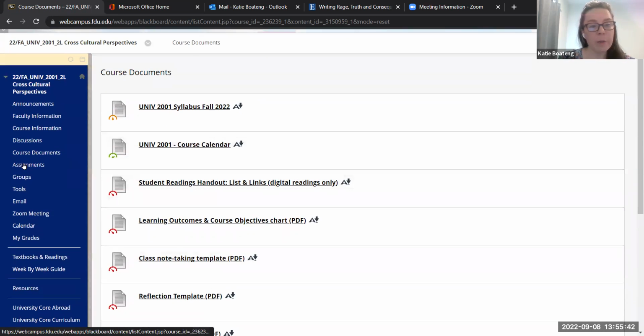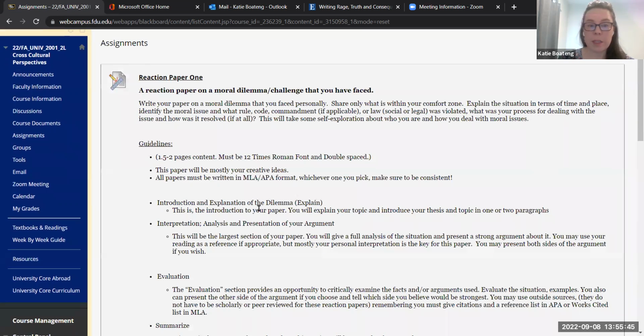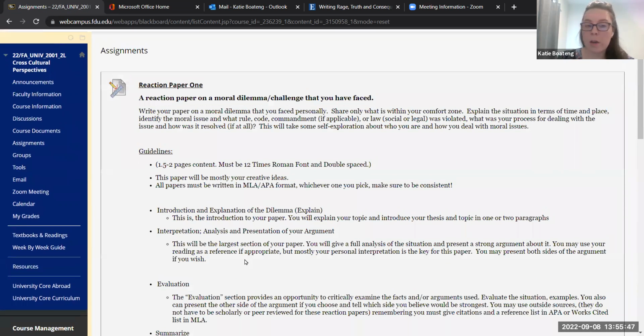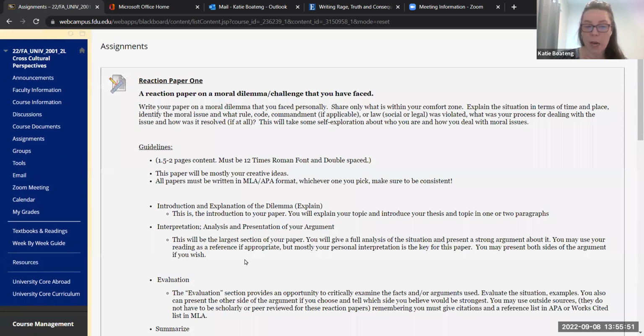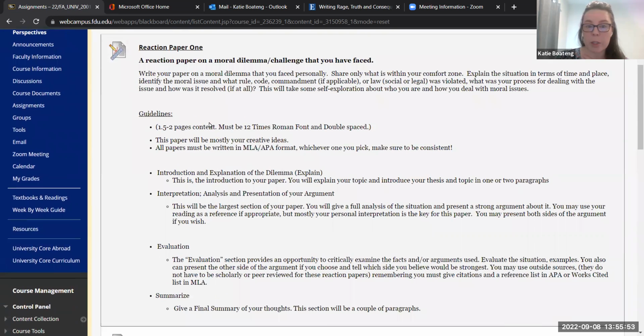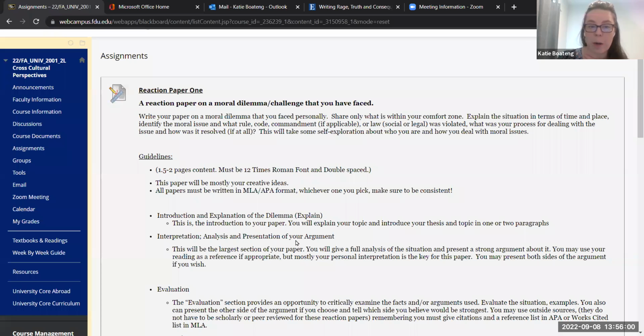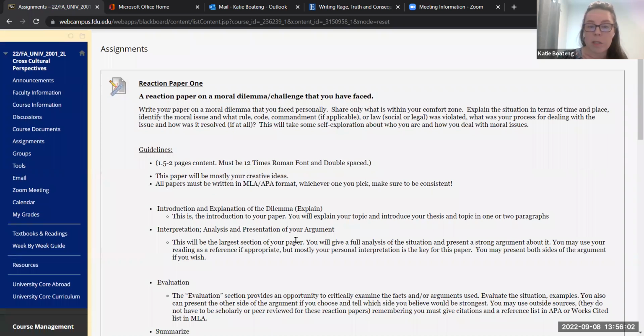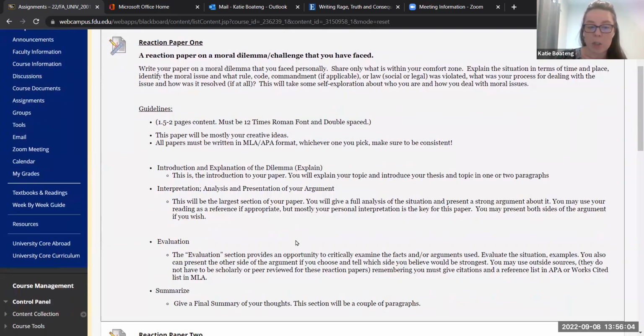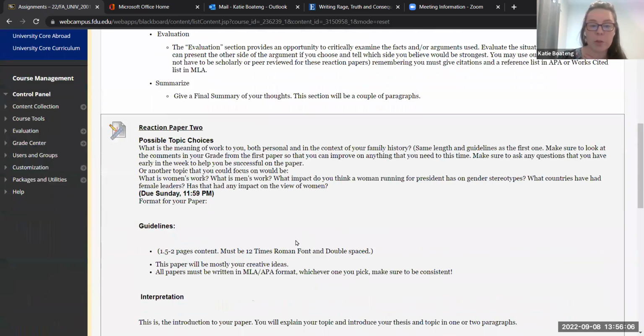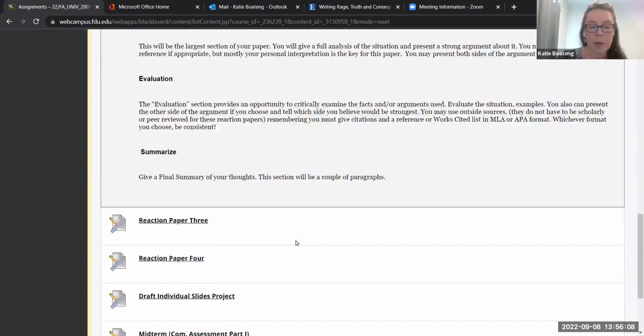Going back over here, if we click on assignments, this is where you'll see the assignments that are due. For the end of this week, we have our first reaction paper due. There's information about what that includes right here. We're talking again about moral dilemmas. This is going to be something a little bit different than what you posted about, or maybe you're going to expand on what you spoke about in your discussion board. Reaction paper 2 comes later, so don't worry about that one yet.